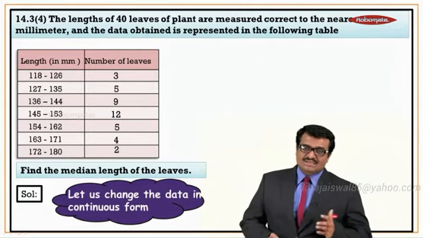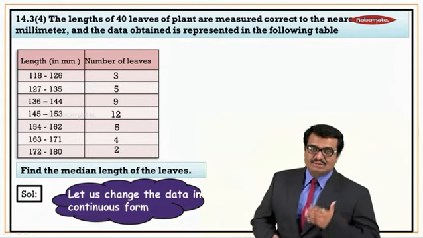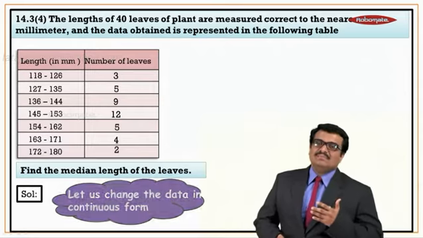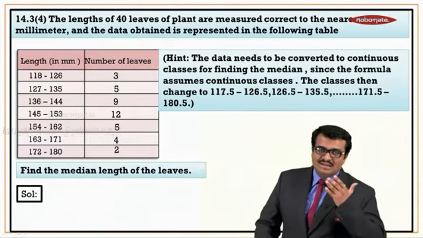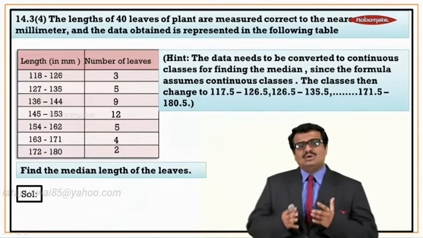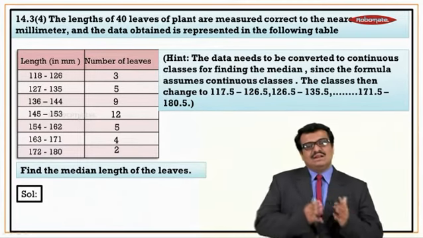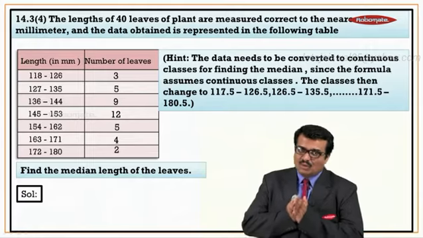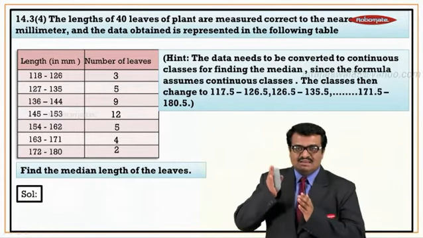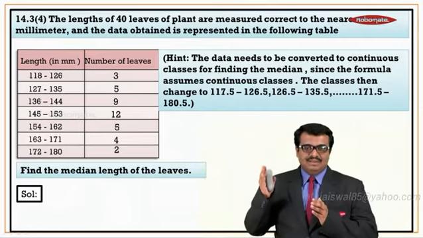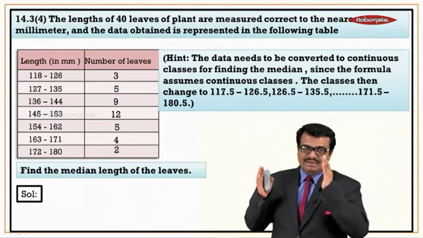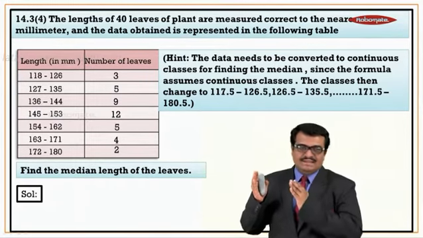So if they are not continuous, let us change the data into the continuous form. In this sum, a hint is also given: the data needs to be converted into the continuous form. Now how to convert discontinuous classes to continuous, we learnt in the first module. Look at the classes. The first class is 118 to 126 and the second starts from 127. The first one ends at 126, the second one starts from 127.